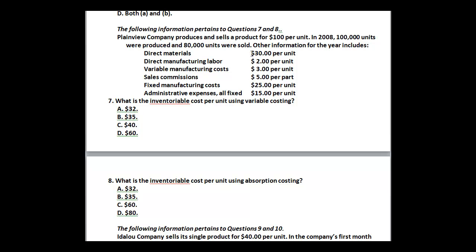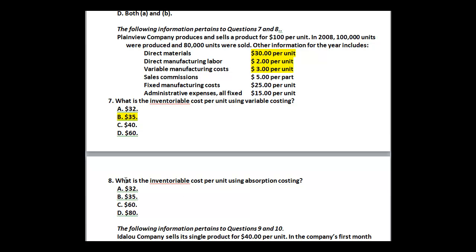Remember, under variable costing, we are including the variable product cost. So we are going to include direct materials, direct labor, and variable overhead. Sales commission, that's always a period cost. Fixed manufacturing cost will be treated as a period cost under variable costing, and then all administrative expenses are always going to be treated as a period cost. So your answer is 30 plus 2 plus 3, so B, $35 is the correct answer.